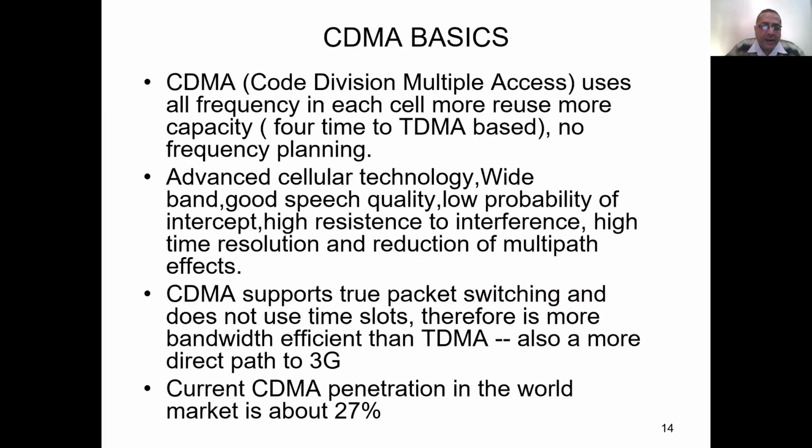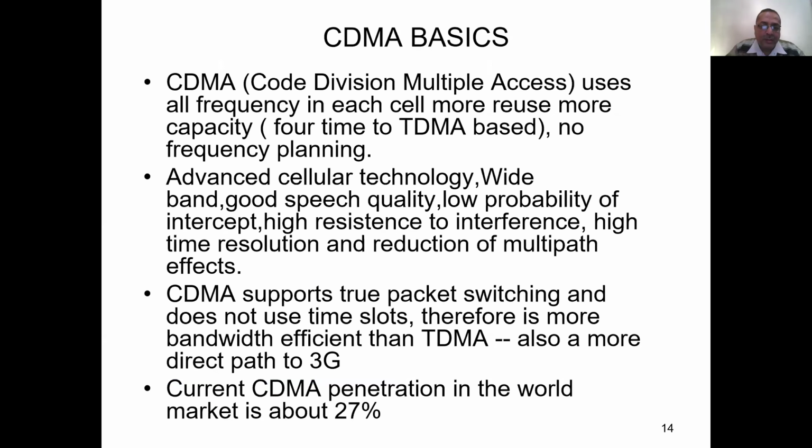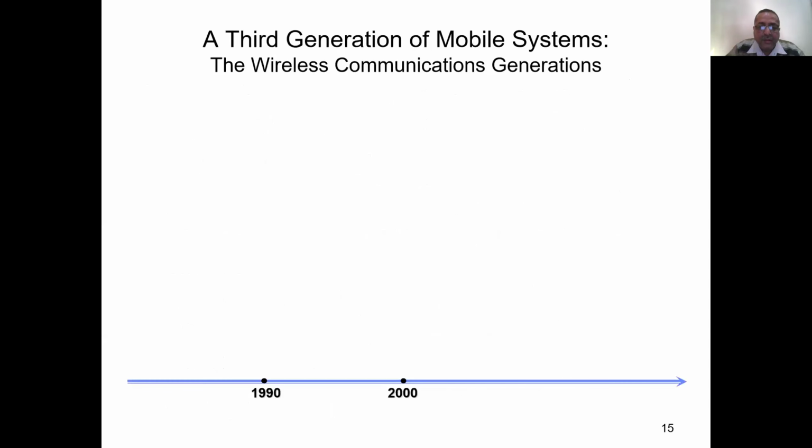Then after that, CDMA, another very different form of GSM, which stands for Code Division Multiple Access, which was an advanced cellular technology in which the data rate was a little bit higher. But it had the near-far problem. Overall, the current CDMA penetration in the world is about 27%, whereas GSM, called Global System for Mobile Communication, has a penetration level of 72%.